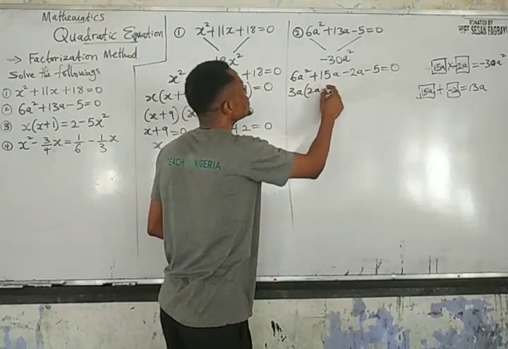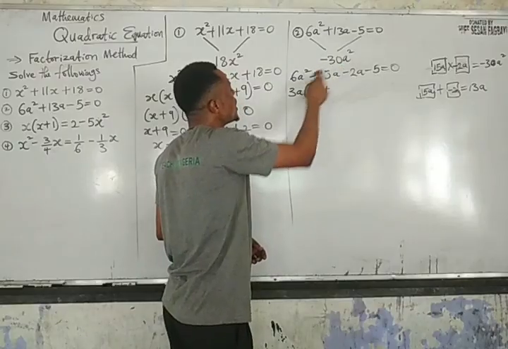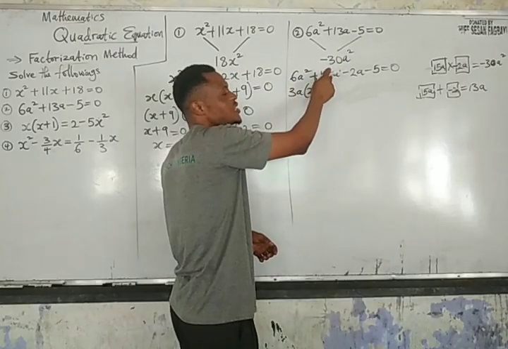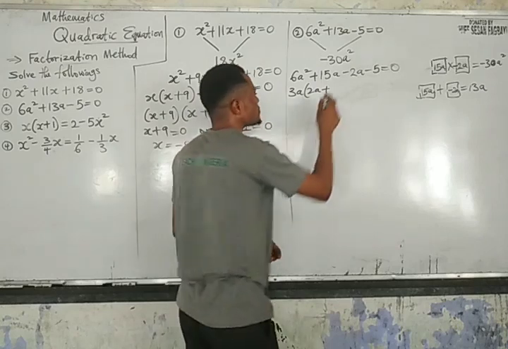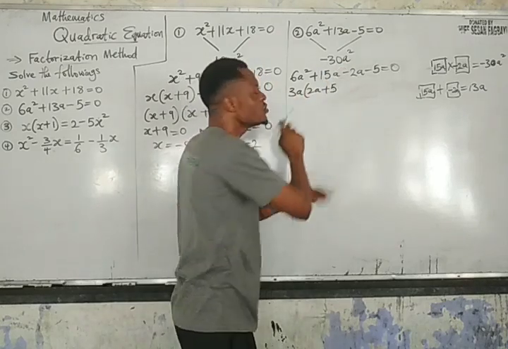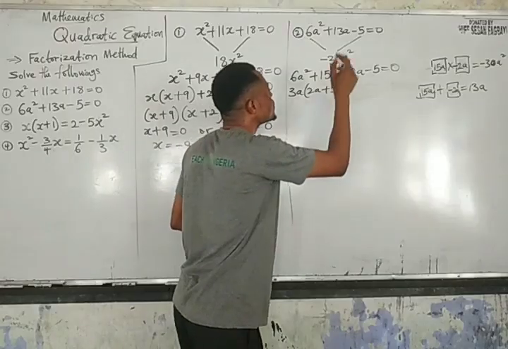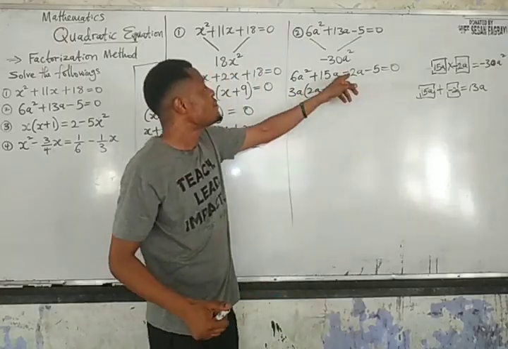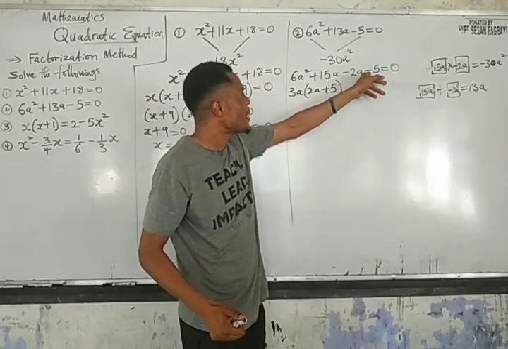Going to this place, 15A divided by 3A. 3 goes here, 1, 3 goes here, 5. A will cancel A. Now, looking at this, we have minus 2A minus 5.